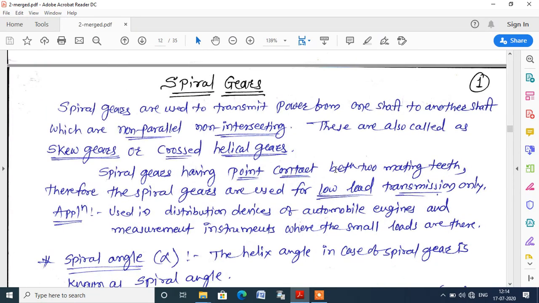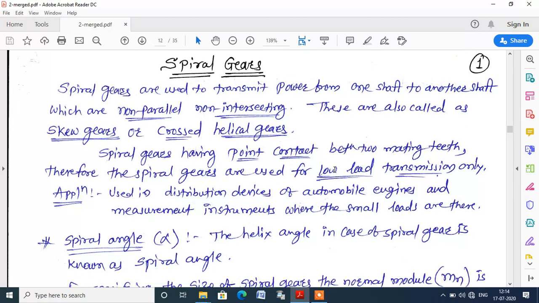Now next is spiral gears. So what are spiral gears? Spiral gears are used to transmit power from one shaft to another shaft, which are non-parallel and non-intersecting. See the conditions. These are also called skew gears or cross helical gears.